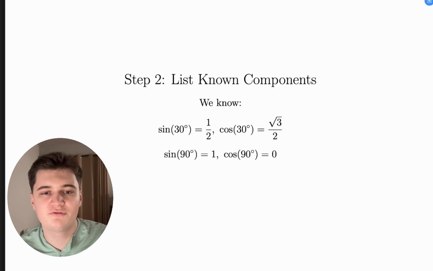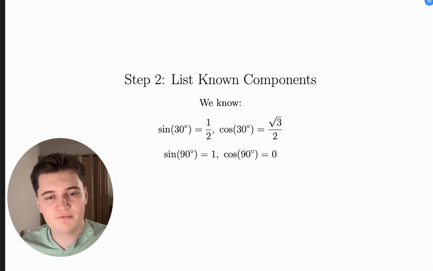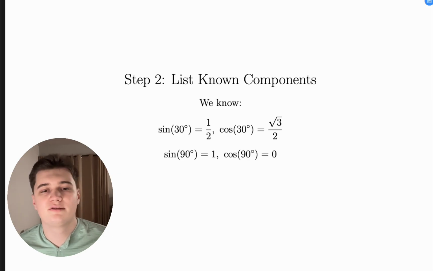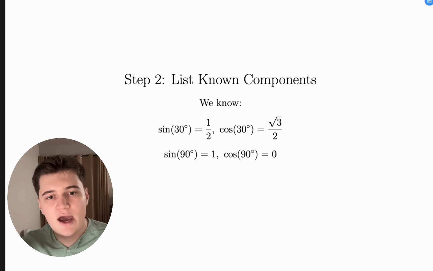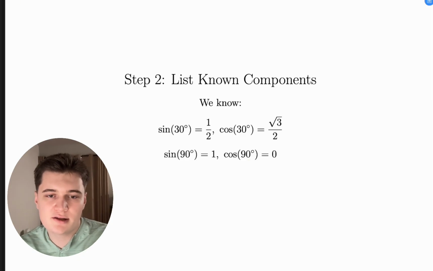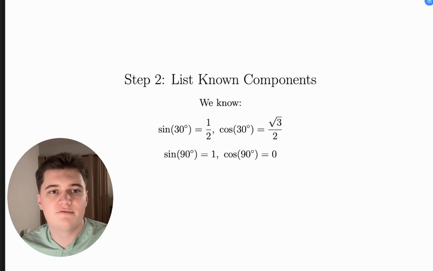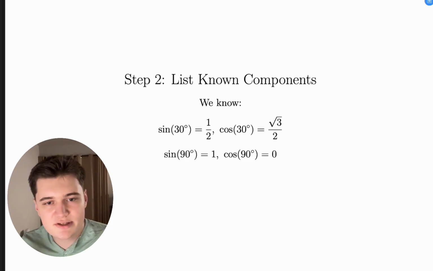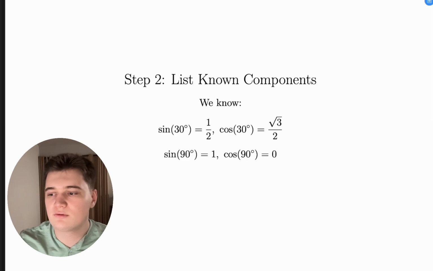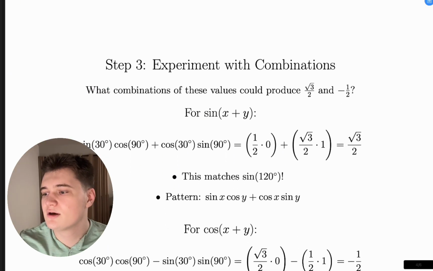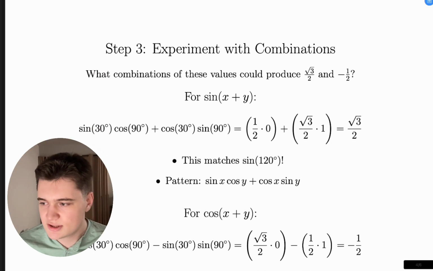So in order to find the trigonometric sum formula, the structure of it is going to be when you have multiples and you add multiples and it gives you the answer. So we have to try to find a combination of a certain sine multiplied by a certain cosine, plus a certain sine multiplied by a certain cosine, and it should equal square root 3 over 2. Let's take a look at slide number 3, where we experiment with combinations.